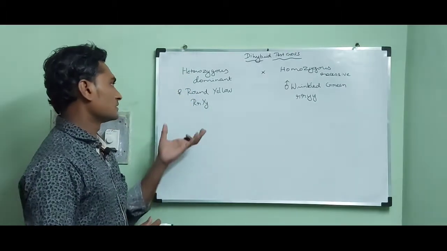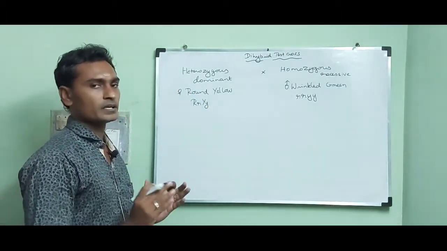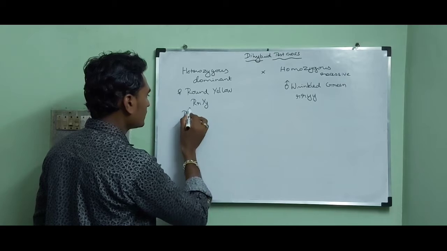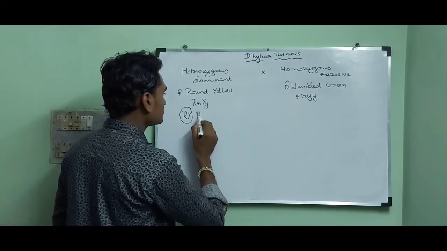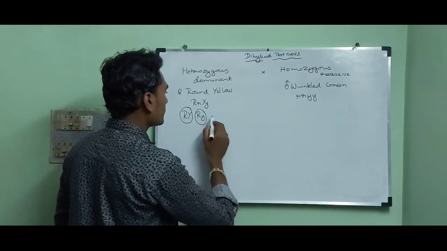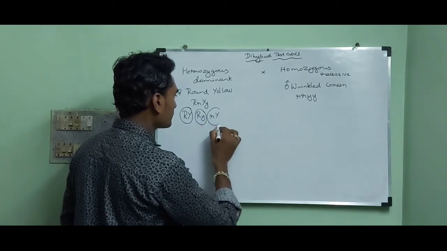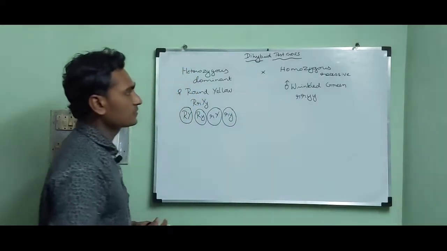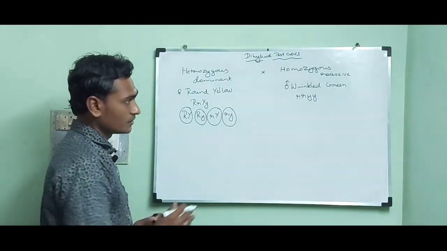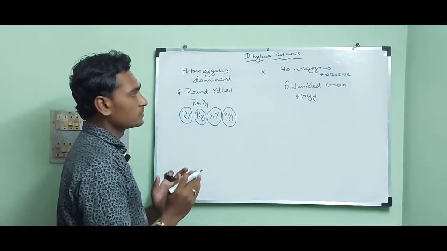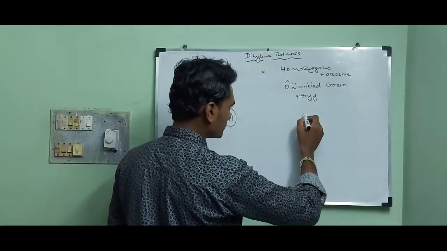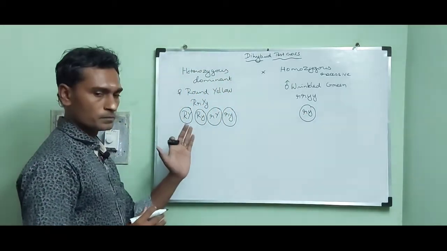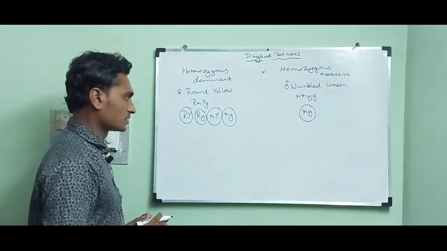Then the dominant one is going to produce gametes like capital R, capital Y; capital R, small y; small r, capital Y; small r, small y. In the case of the homozygous recessive parent, all the gametes possess the recessive alleles, that is small r, small y. Now I am going to place all the gametes in the Punnett square.